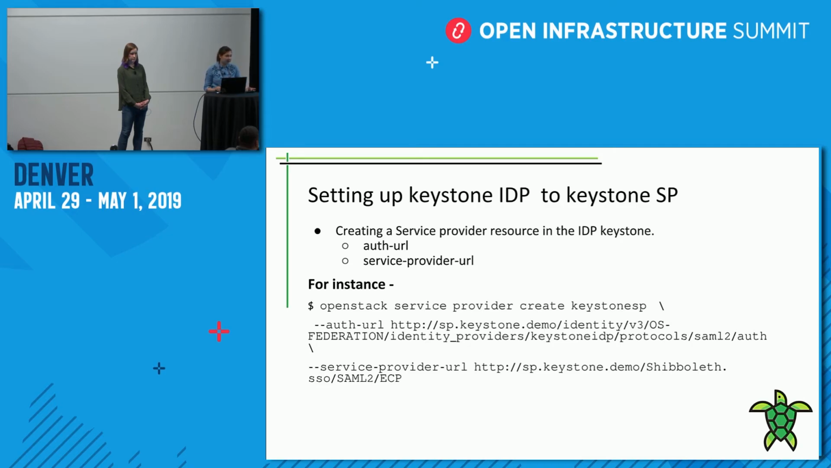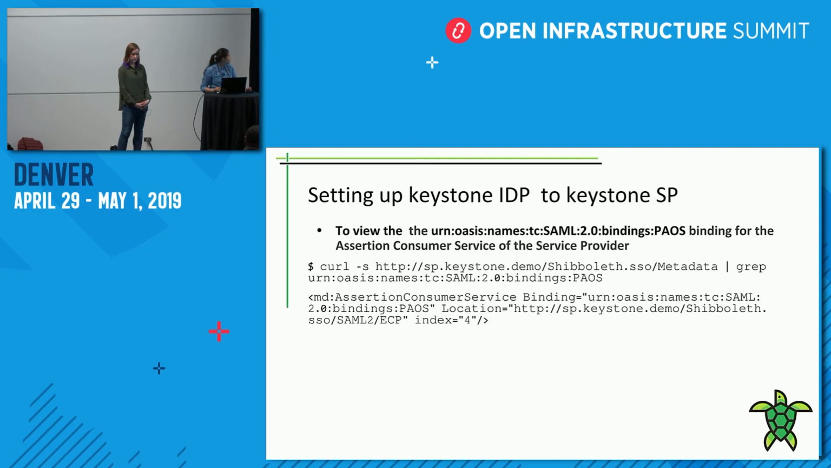Since our service provider is configured, we need to create an instance of the service provider in our identity provider. So we can use the OpenStack CLI by passing the auth URL, which is the authentication web endpoint of our IDP, and the service provider URL, which is the binding URL for handling our ECP request. To get the binding URL, we can also make a curl request to our metadata endpoint.